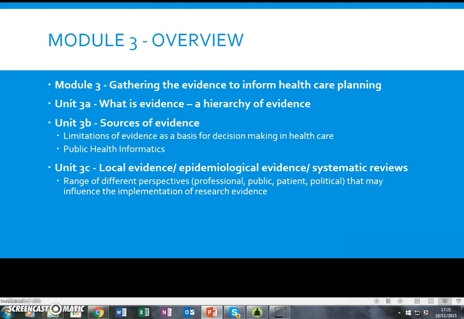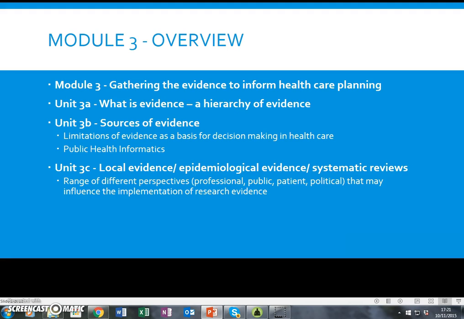Unit 3A, what is the evidence, where we consider the place of a hierarchy of evidence in informing decision making. Unit 3B is going to look more closely at the sources of evidence, including a discussion of the limitations of evidence as a basis for decision making in healthcare. And we're going to talk about issues relating to public health informatics.